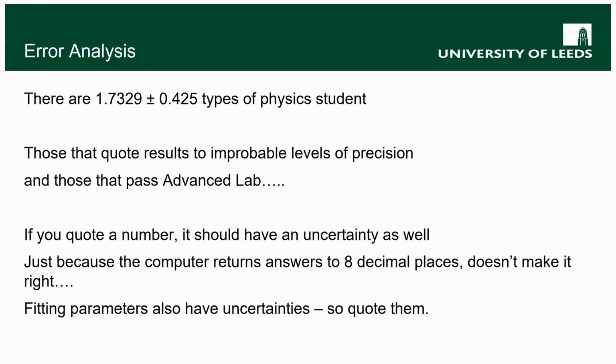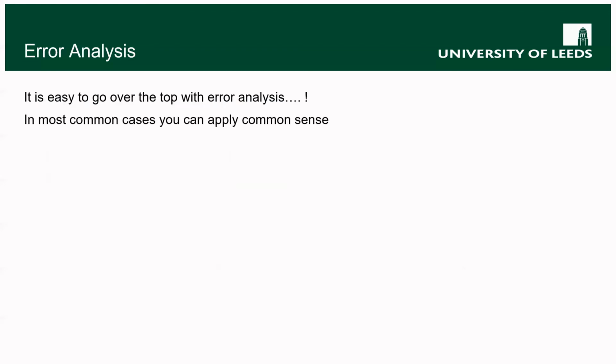So if you're fitting a model to some data set, then you're going to have some fitting parameters. They really ought to have uncertainties, so you should quote them. So wherever you can get an uncertainty out of a fit, then you should really go and do that. It's really easy to get too paranoid over your error analysis, however, and go over the top with it. In most cases, you can apply some common sense to what's going on.